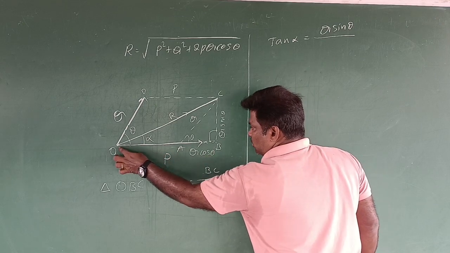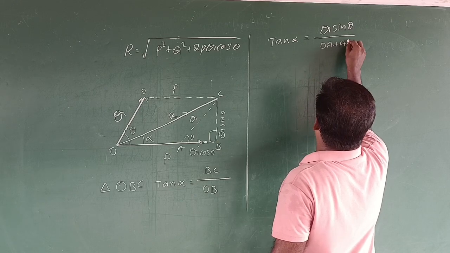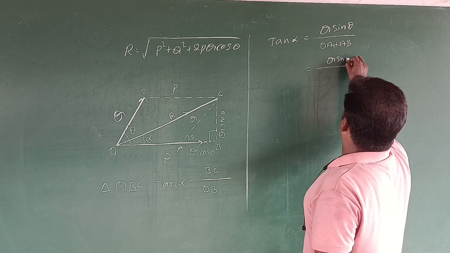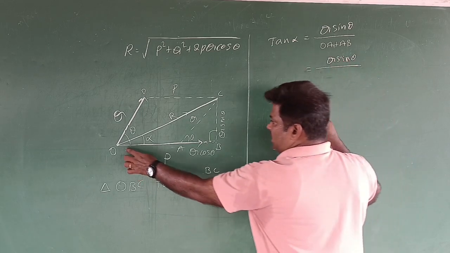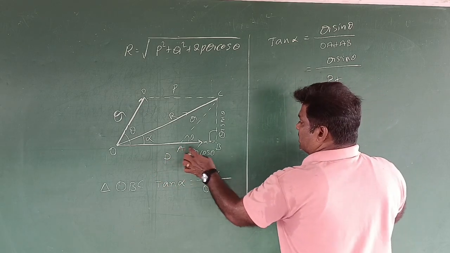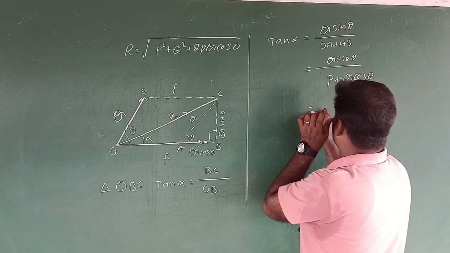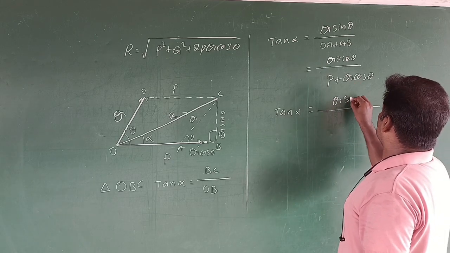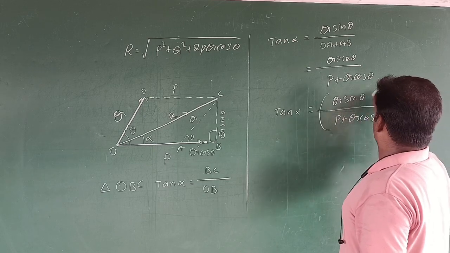OB is equal to OA plus AB. Q sin theta divided by, what is OA? OA is nothing but the first vector, that is P. What is AB? AB is equal to Q cos theta. Now, what is your tan alpha? Tan alpha is equal to Q sin theta by P plus Q cos theta. This is what we got.